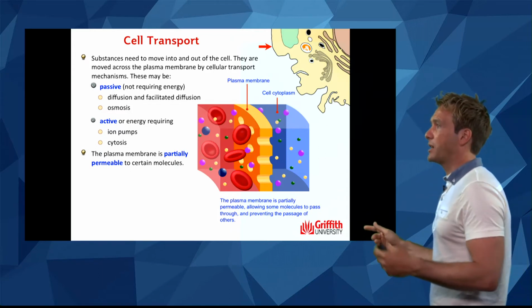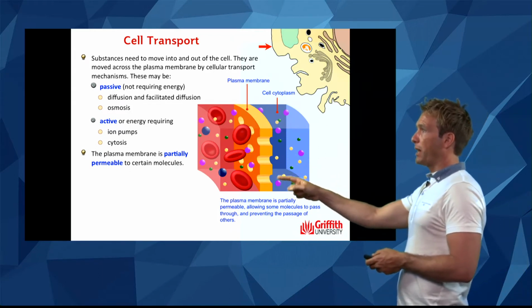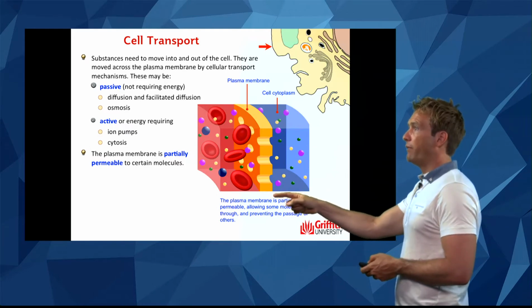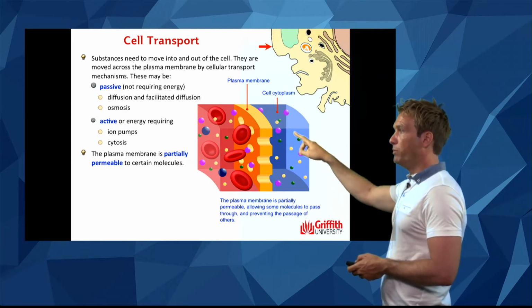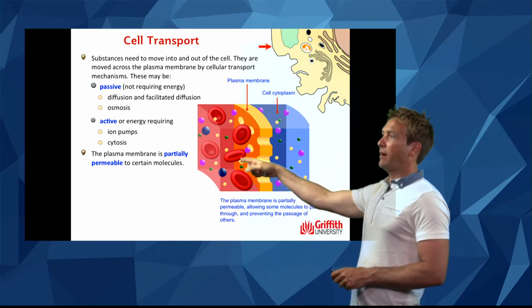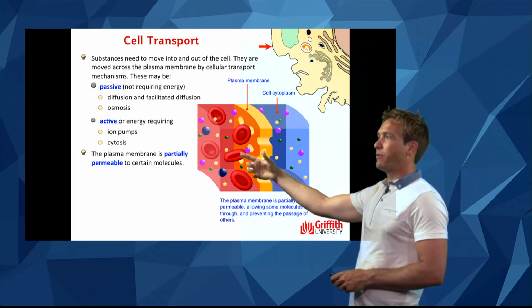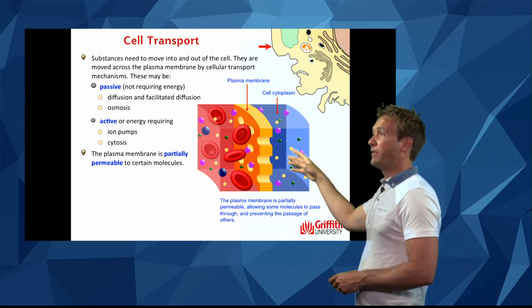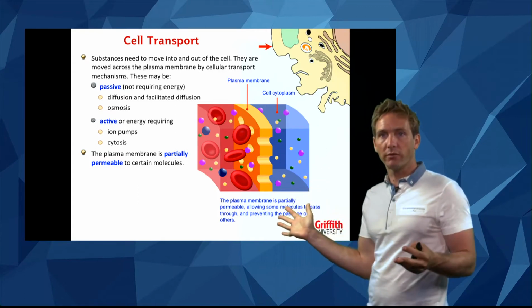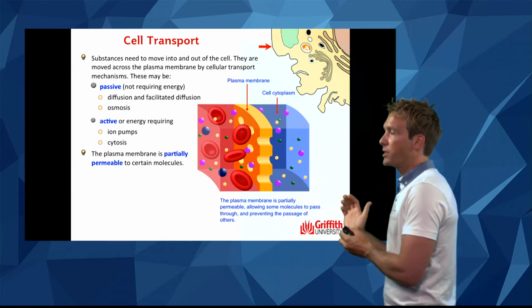Okay, so this is an example of our membrane. We have the plasma membrane just here in the middle. We have the cell cytoplasm, the blue bit on this side, so the goo inside the cell. And on the outside, we have the outside environment. So we have different particles on the outside, and different particles on the inside, and a cell needs to manage the density of those particles.